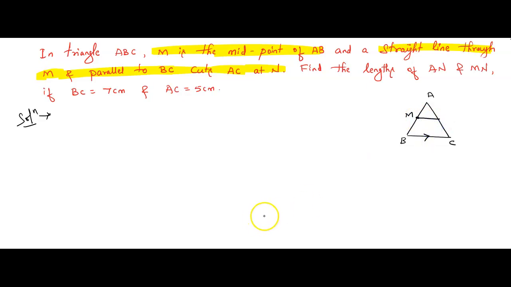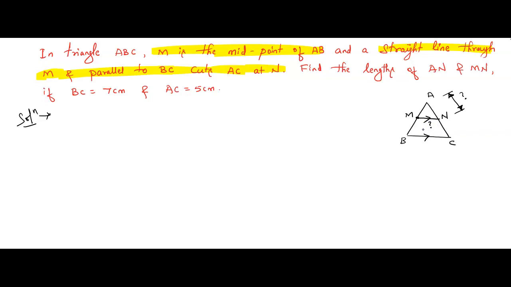This is BC. Now we have to draw a line parallel to BC, and where it touches AC, you have to mark that point as N. Where it cuts AC, that point is N. Any doubts? Now, what is the question? Find the lengths of AN. He is asking you to find this side AN. And MN, this is the side MN. He is asking us to find AN and MN.